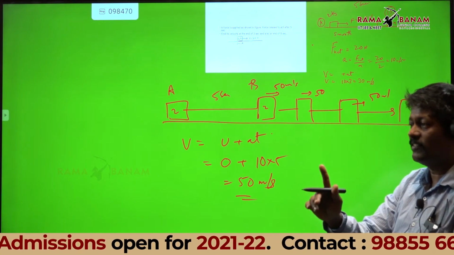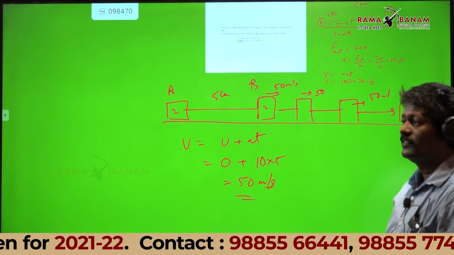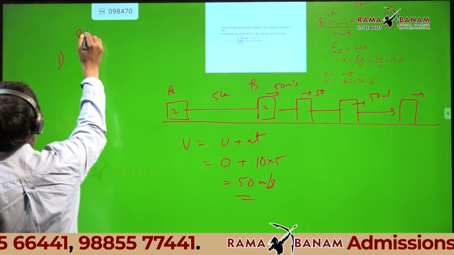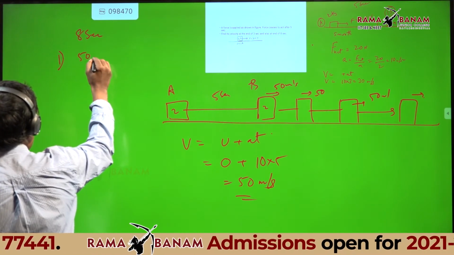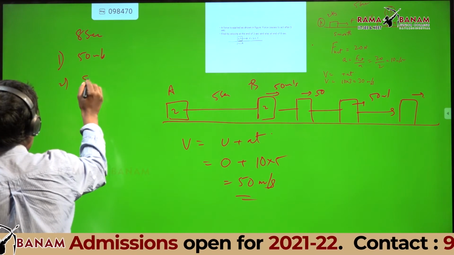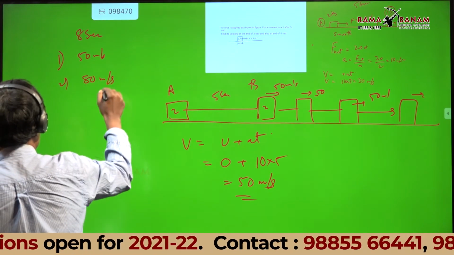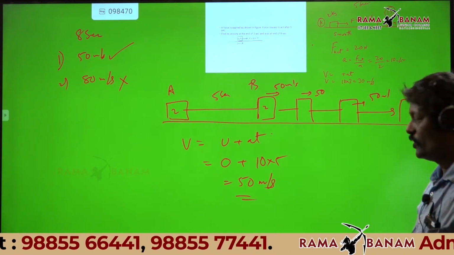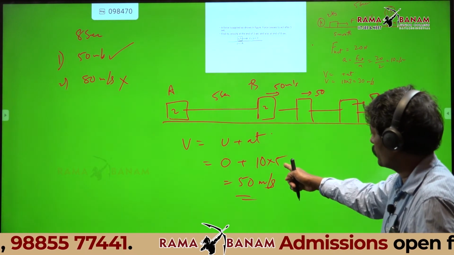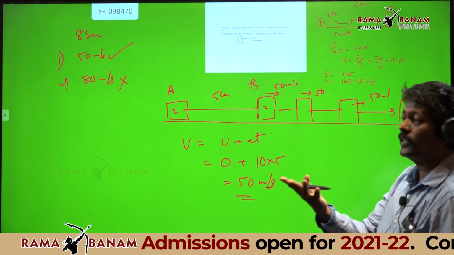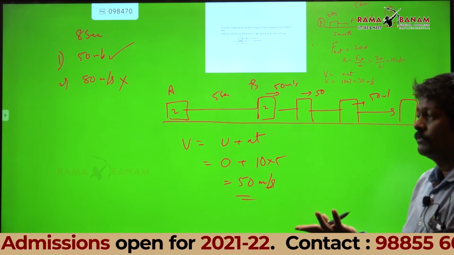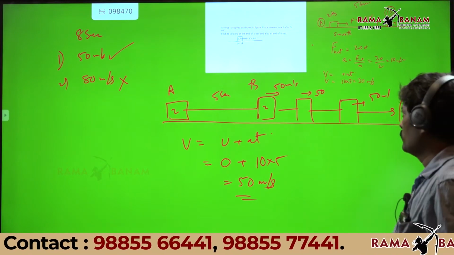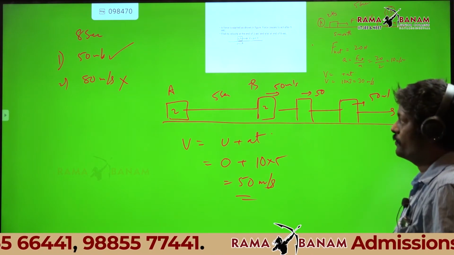Many students by mistake will write 10 into 8. The question setter will give options. At the end of 8 seconds, 50 meters per second or 80 meters per second. Many students will choose 80. Wrong. It is 50. Because by mistake, if you put 8 in the place of time, you will get 80. But for 8 seconds, force is not acting. Force is acting only for 5 seconds. So the answer is 50 meters per second.